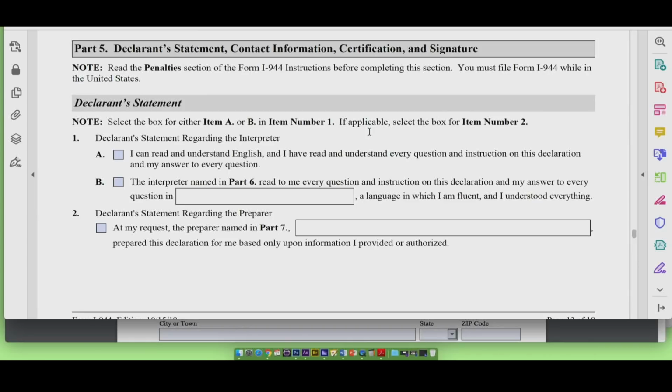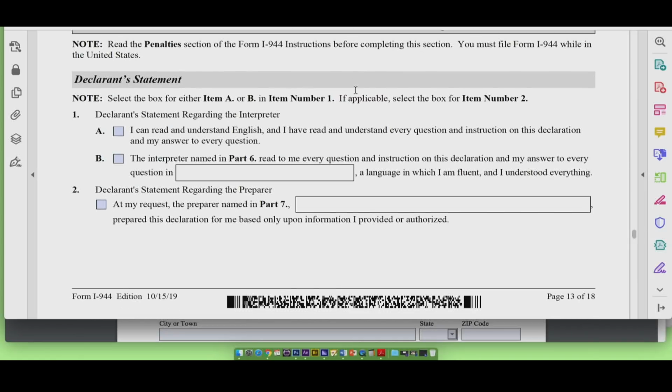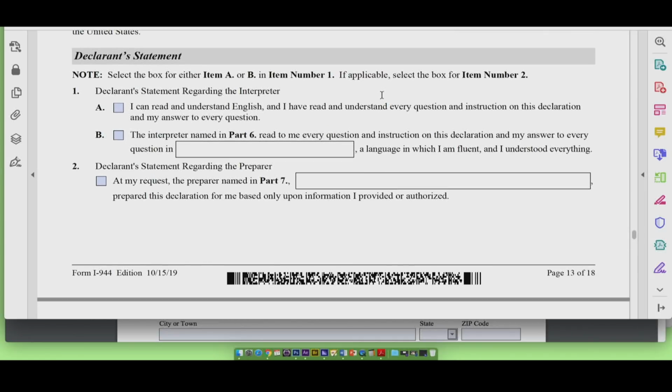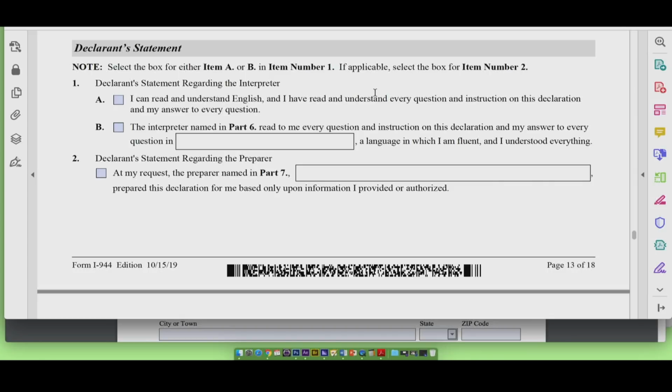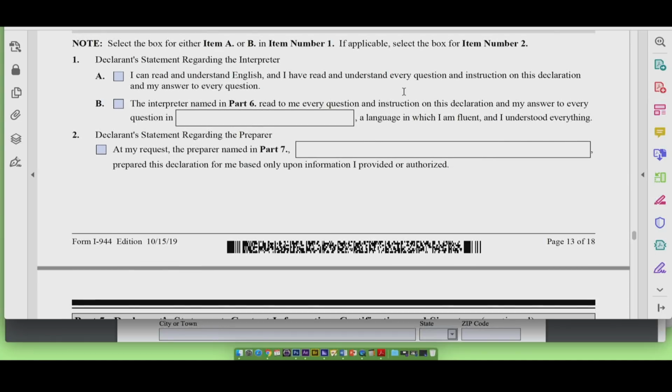Then you're going to be near the end, in Part 5, and you want to read the penalties section. There are penalties if they find that you committed fraud or misrepresentation. So you want to read the penalties, and make sure that you provided the information as truthfully as possible. And if you are not able to read and understand English, hopefully you had a capable interpreter who helped you through this. The interpreter should be completing a section of this as well and should be signing this document.